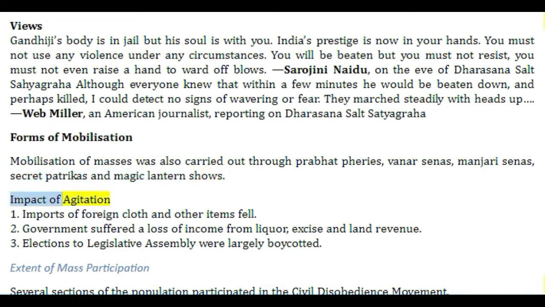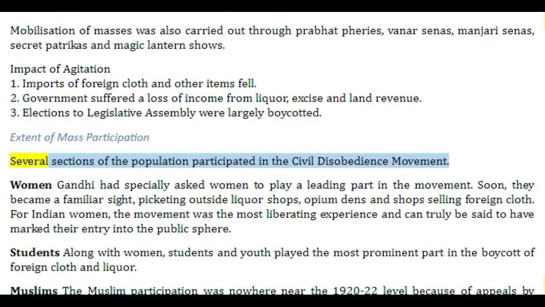Impact of agitation. 1. Imports of foreign cloth and other items fell. 2. The government suffered a loss of income from liquor, excise, and land revenue. 3. Elections to the Legislative Assembly were largely boycotted. Extent of mass participation. Several sections of the population participated in the civil disobedience movement.